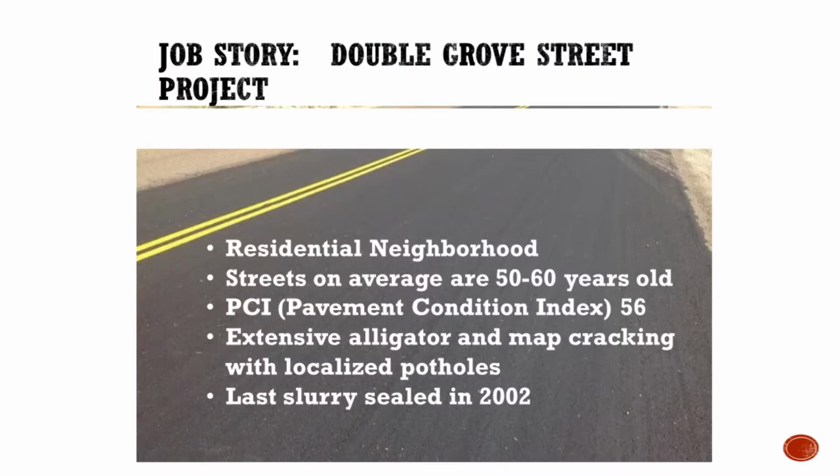The particular project is a Double Grove Street project, kind of what James said. They'll go in and they'll take full neighborhoods and they'll redo. So this particular project is the Double Grove project. Average age of the streets, 56 years old. Last slurry seal in 2002. Had some alligator asphalt failure that they had to address.